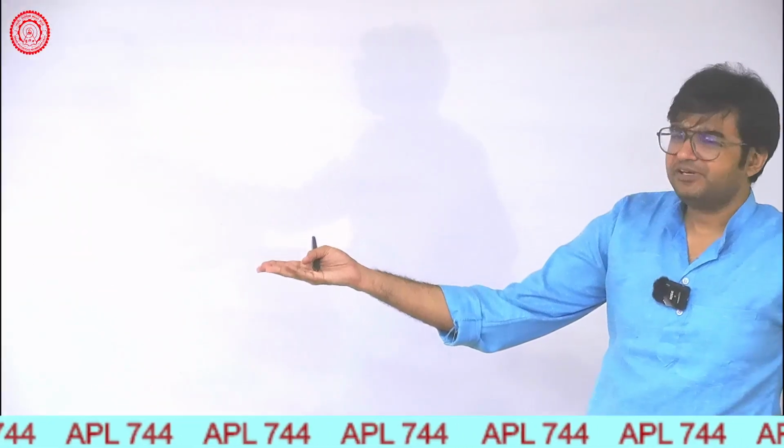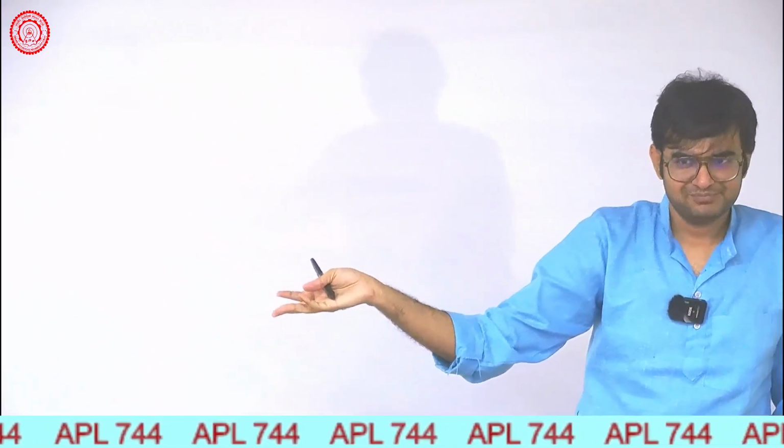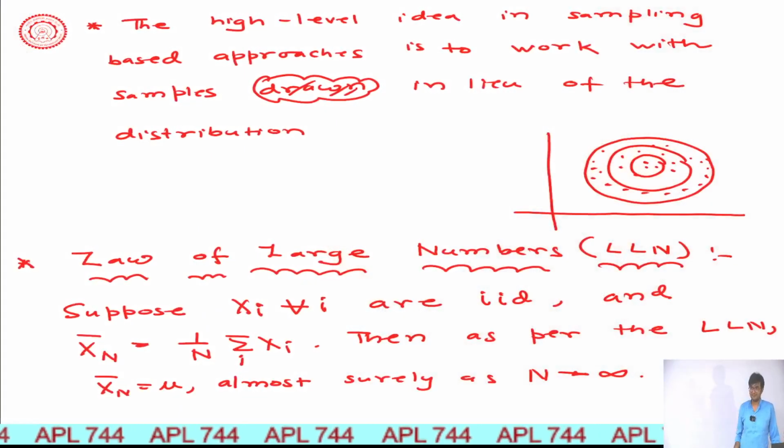Almost surely, what does it mean? It's a mathematical term. We will not need it. For us, it will be mu approximately equal to 1 by n summation xi. What is mu now? I have not defined mu here, so you should ask, right?